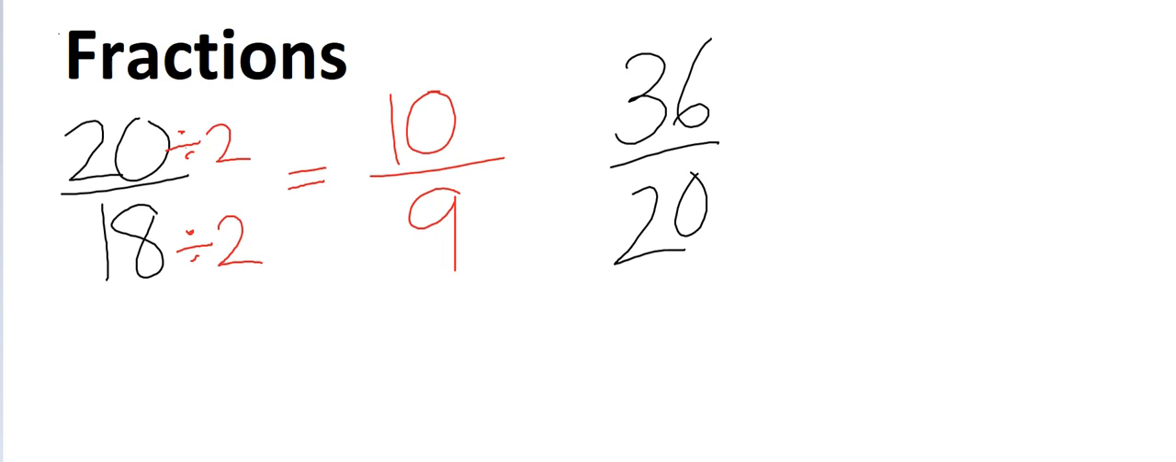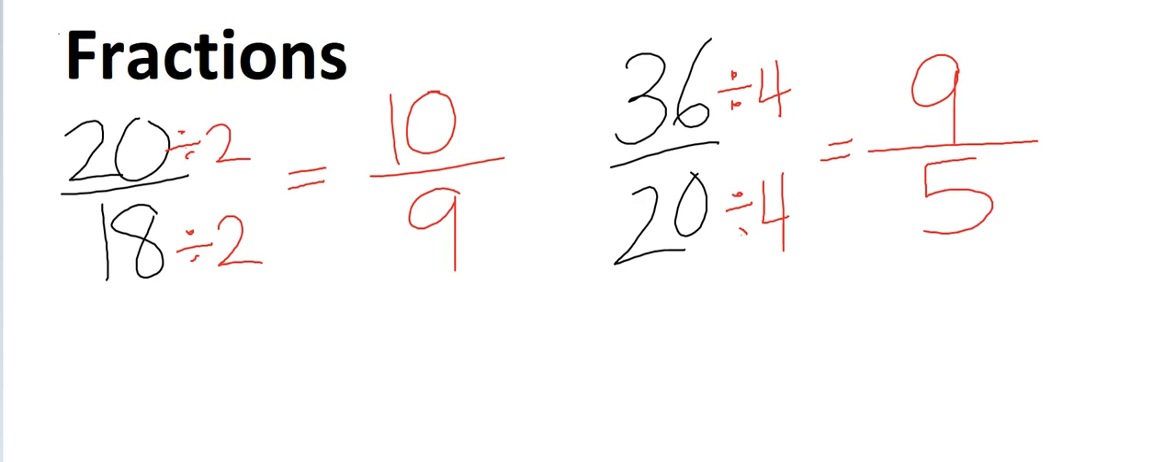36 over 20. So 36 and 20 are both multiples of 4. So 36 can be divided by 4, and 20 can also be divided by 4. So 36 divided by 4 is 9, and 20 divided by 4 is 5.